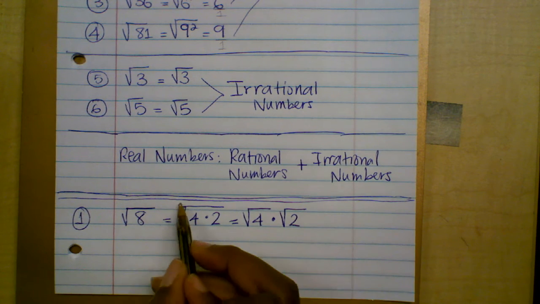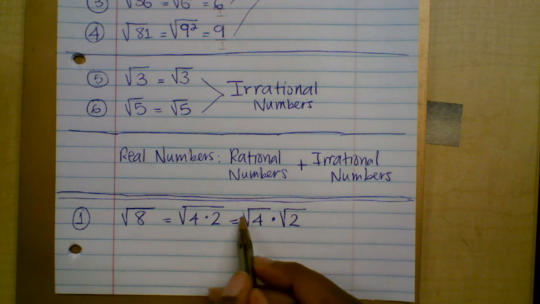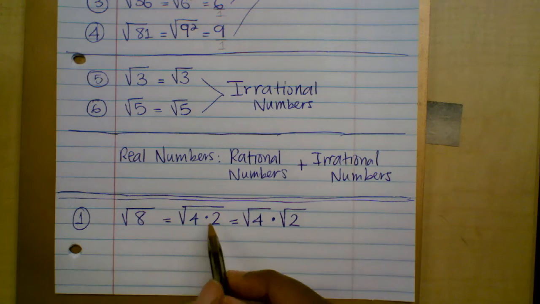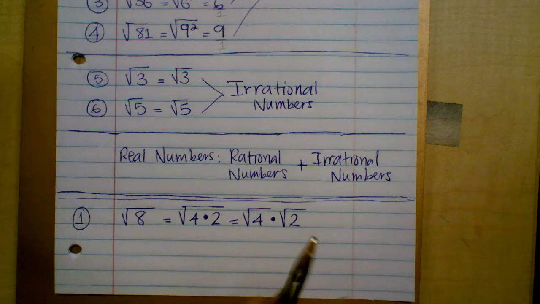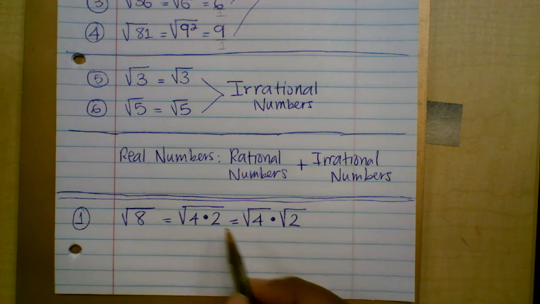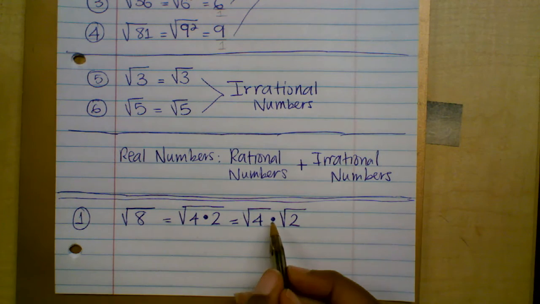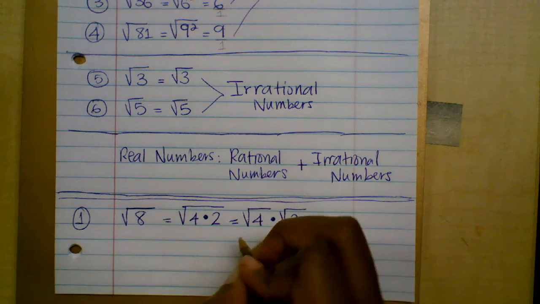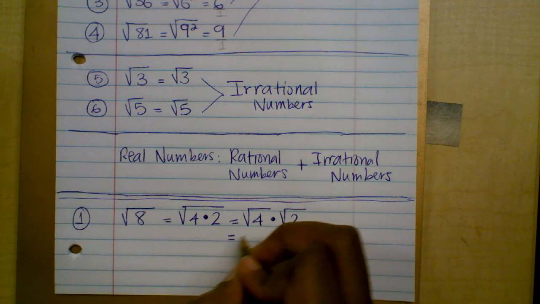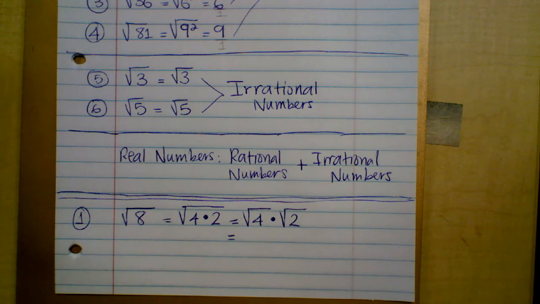So you can split the single square root into two parts. Why? Because the operation used is multiplication. Can you do it if it was plus, addition? Never, never, never. You only do this when it's multiplication or division. I'll show you an example of division later on. So now what do we know? We know that the square root of 4 is what number?